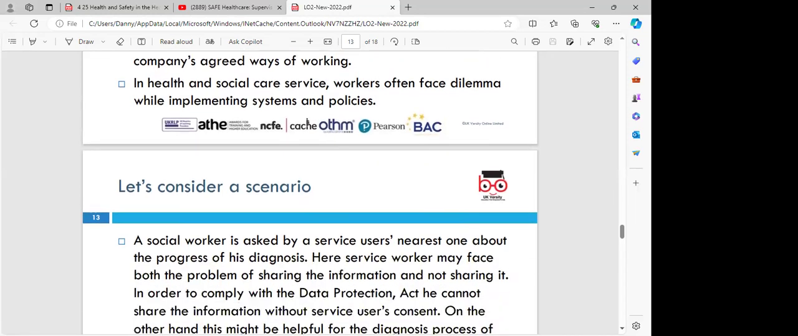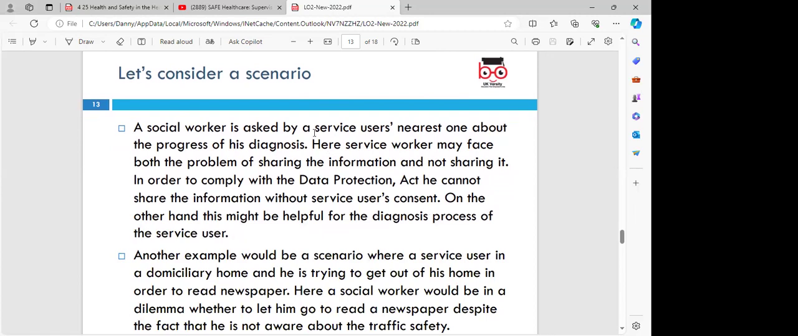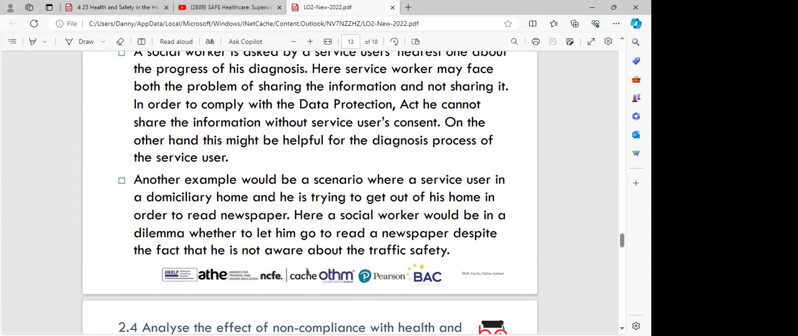Now, health and social care workers often face dilemmas while implementing systems and policies. So let's take a scenario, Vanessa. A social worker is asked by a service user's nearest one about the progress of his diagnosis. The social worker may face both the problem of sharing the information and of not sharing it. In order to comply with the Data Protection Act, he cannot share the information without the service user's consent. On the other hand, this might be helpful for the diagnosis process of the service user.